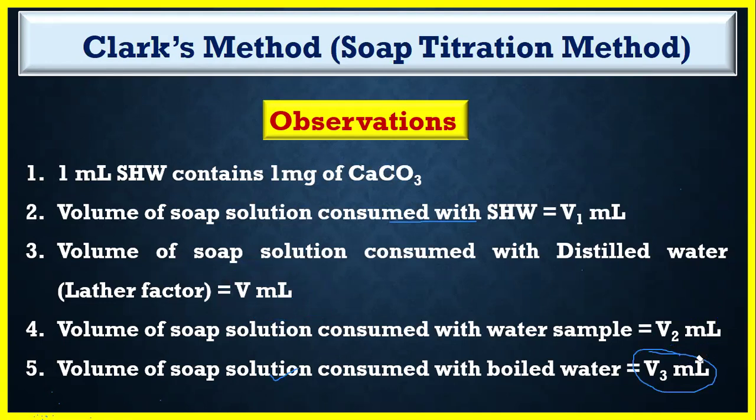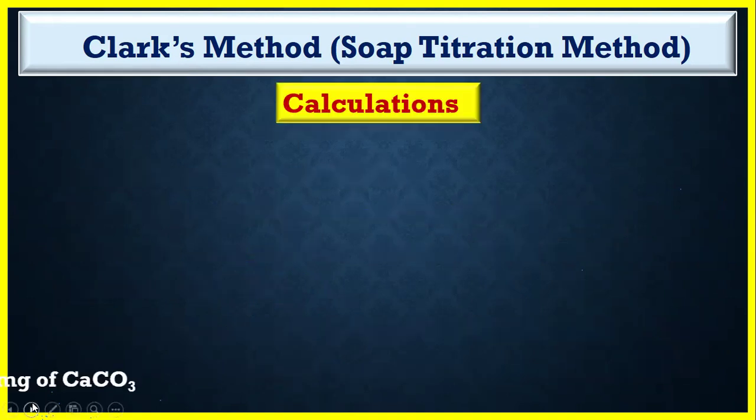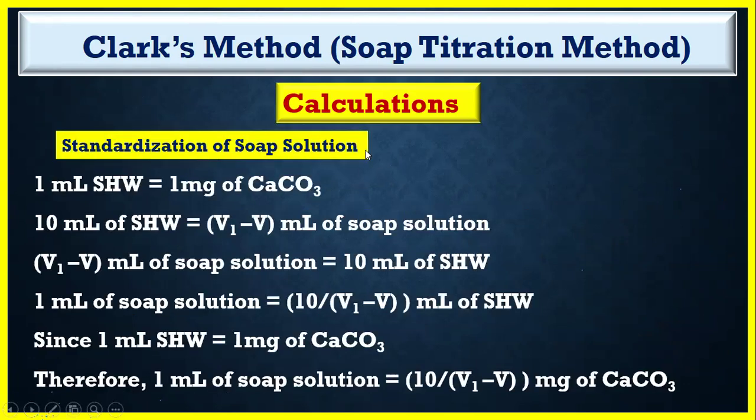Now to calculate the hardness of the given water sample, we have to learn how to calculate this hardness. So the first step is the standardization of the soap solution. We know that 1 ml of standard hard water contains 1 milligram of calcium carbonate. Now, 10 ml of standard hard water is equal to V1 minus V ml of soap solution.